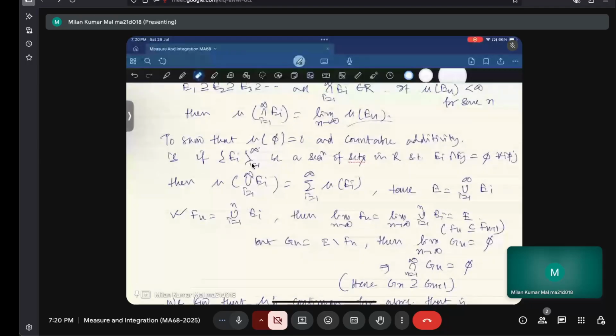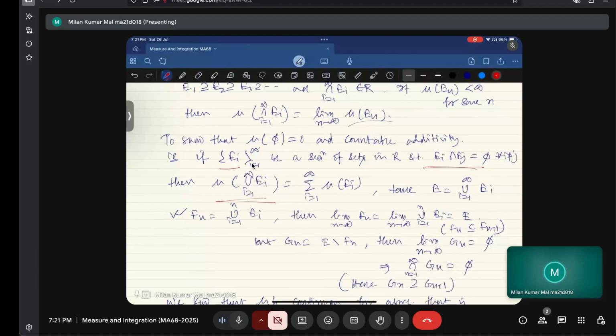For that we have to show countable additivity. That means if I consider a sequence of disjoint elements Ai, then we have to show that mu of this union is equal to the summation. So let E be equal to this set, and take Fn equal to this one. Then I have to prove that the limit as n tends to infinity of Fn is E. If we take the complement in E, then this Gn is nothing but the intersection of Ei, i equals n plus 1 to infinity.